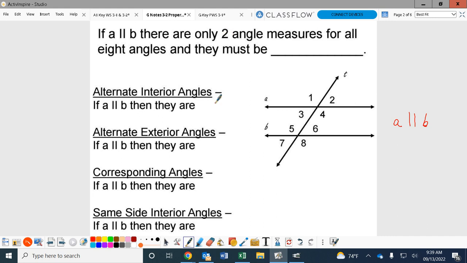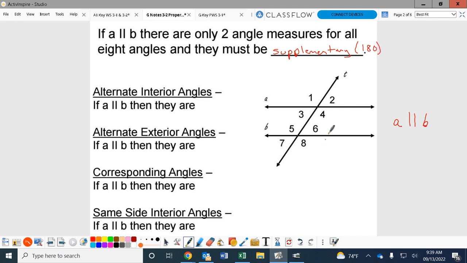Let me make sure you understand this, guys. There's only going to be 2 numbers on this whole picture. That's it. Out of all the 8 angles, those 2 angle measures must be supplementary to each other. Must be. Guys, what does that mean they add up to? 180.